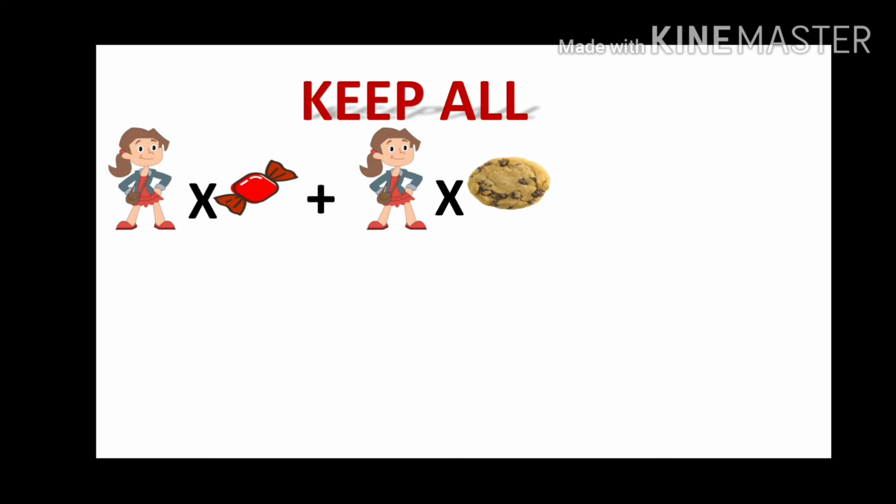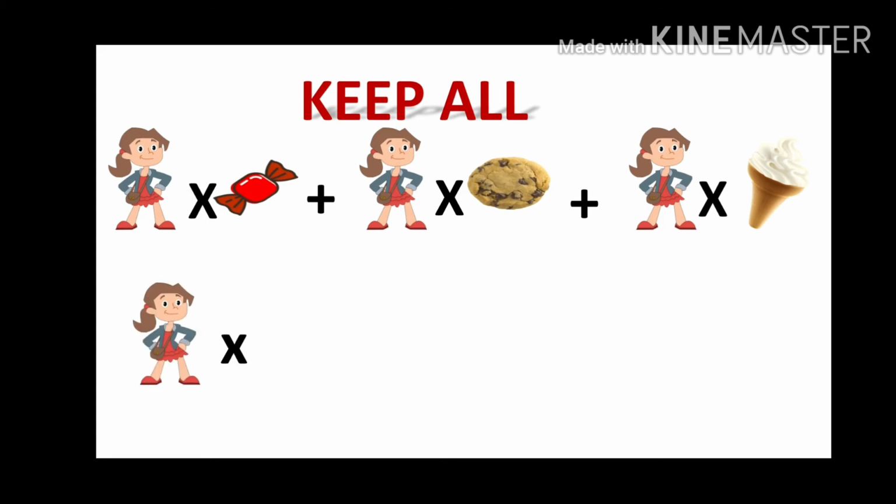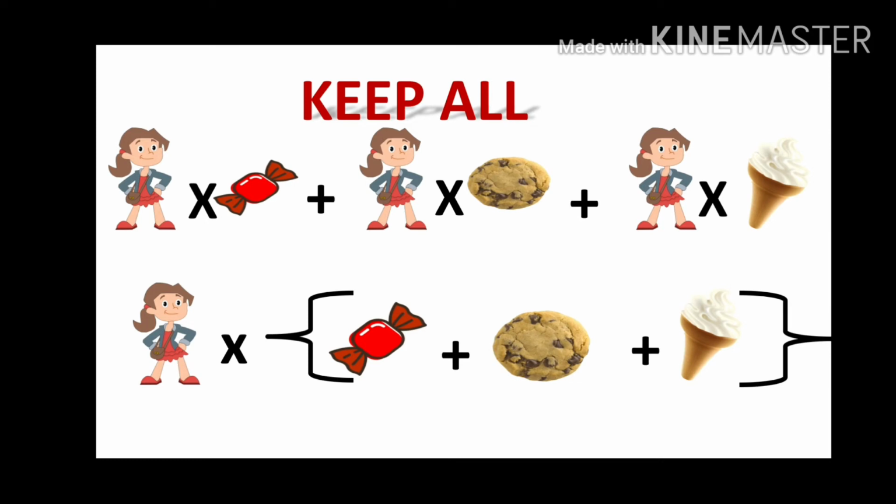Next, keep all. Ginny likes candy, she likes cookies, and she likes ice creams too. But she wants to keep them all. So, whatever Ginny likes, she keeps them inside the bag. So, here bag means the brackets. So, Ginny keeps everything whatever she likes, all the things inside the brackets. So, we can say Ginny likes, inside the bag, candy and cookies and ice cream.